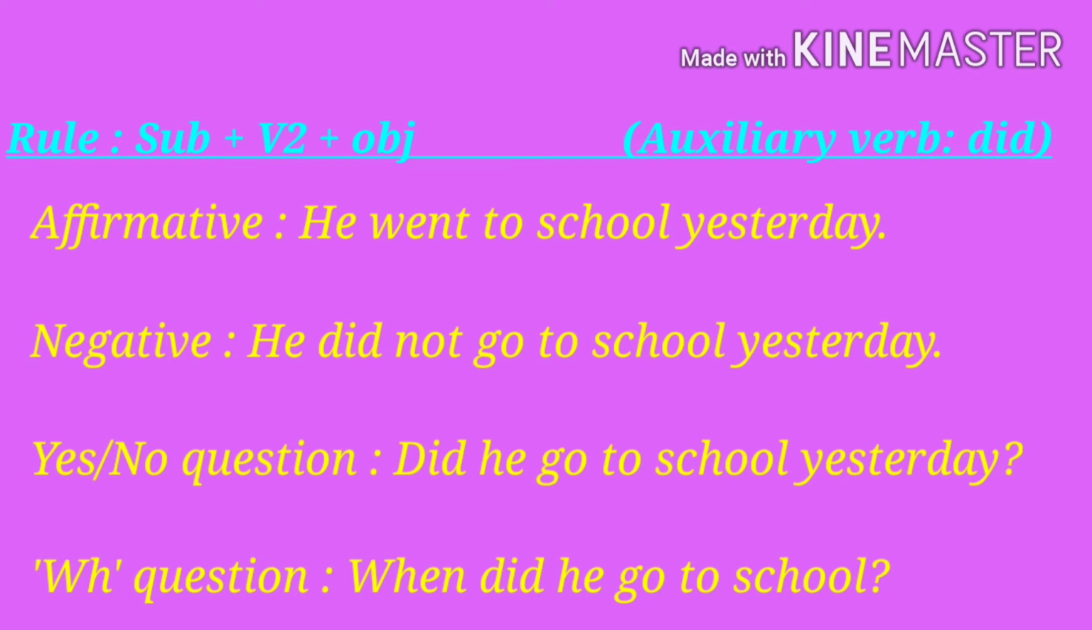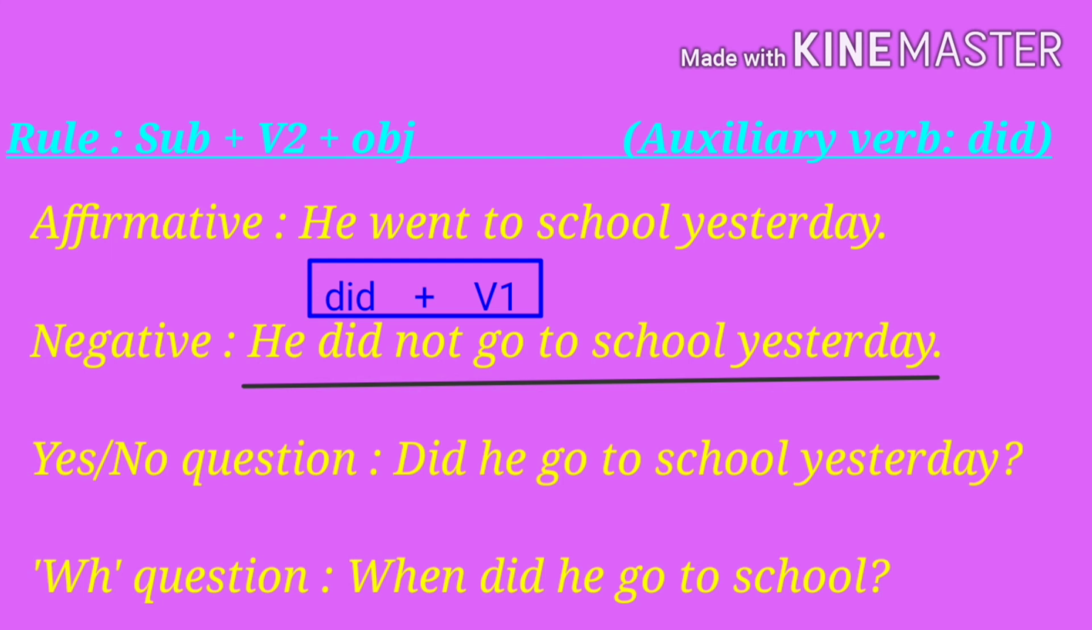We already saw how to make affirmative or positive sentence in simple past. Now we shall see how to make negative, yes or no questions and WH questions in simple past. Here we require auxiliary verb did to make negative sentences and interrogative sentences. Look at the first sentence. That is an affirmative sentence in simple past. He went to school yesterday. Next sentence is negative sentence. He did not go to school yesterday.